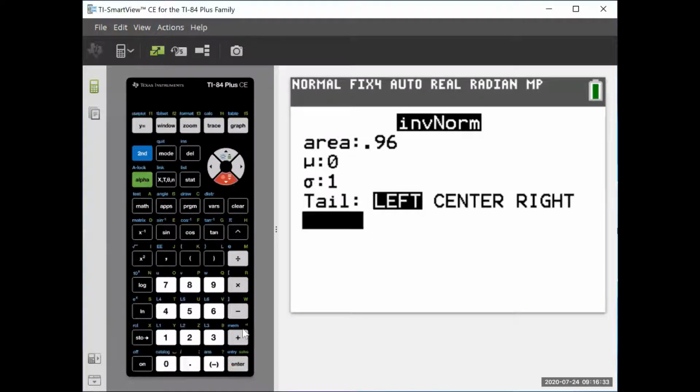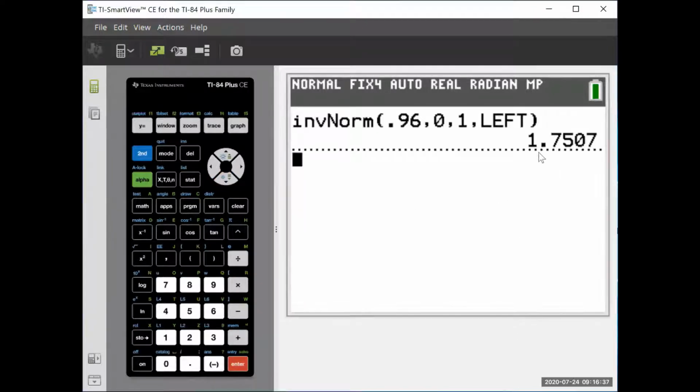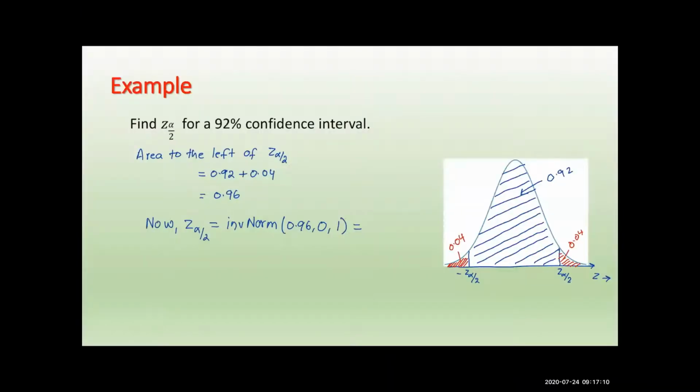You just go down and paste that to the main screen and hit enter. You should get the result. And I got 1.7507. So this result is 1.7507. So that is the Z alpha over 2.